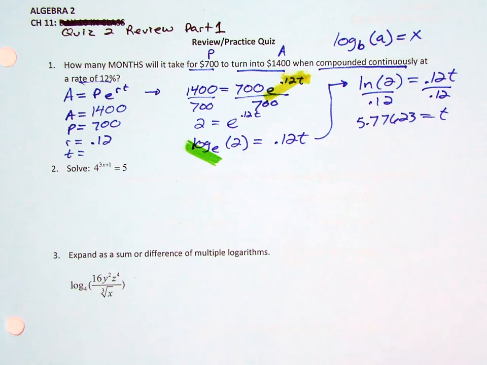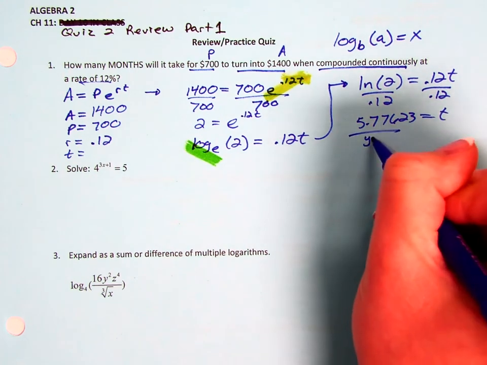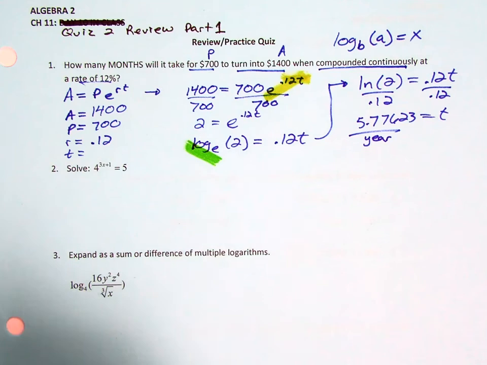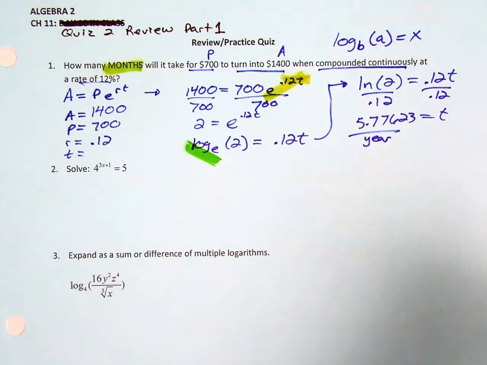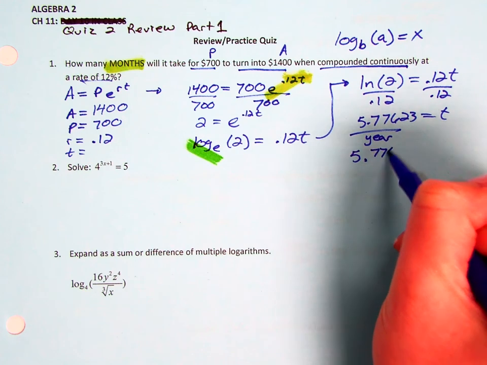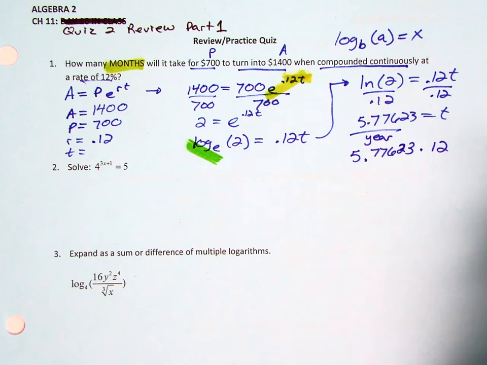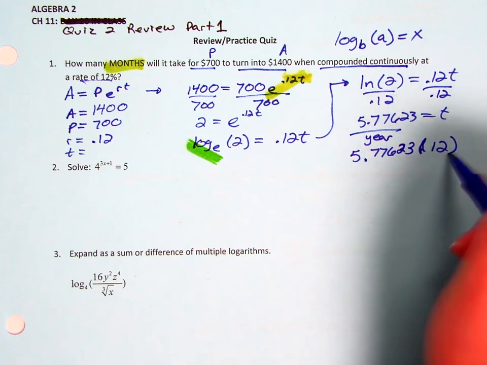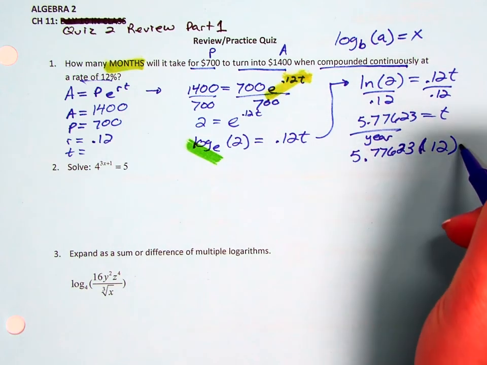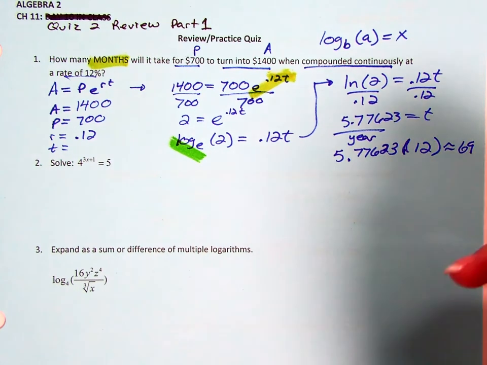Now we need to make sure we read carefully. Time is always in years, so this is the number of years. However, when we read the question, it's even capitalized to say how many months. So remember, there's 12 months in a year, so we're going to do 5.77623, and multiply that by 12 to find out the number of months, which is about 69.